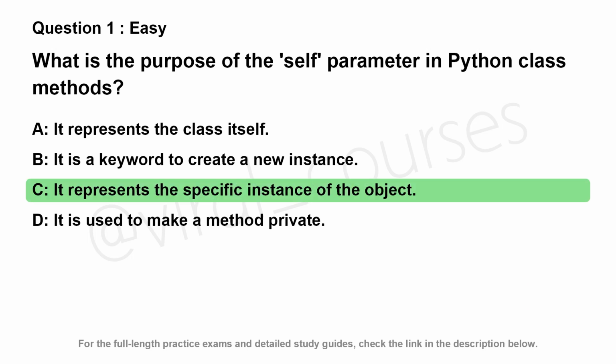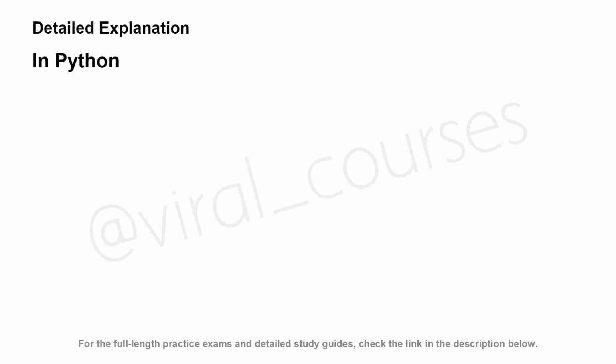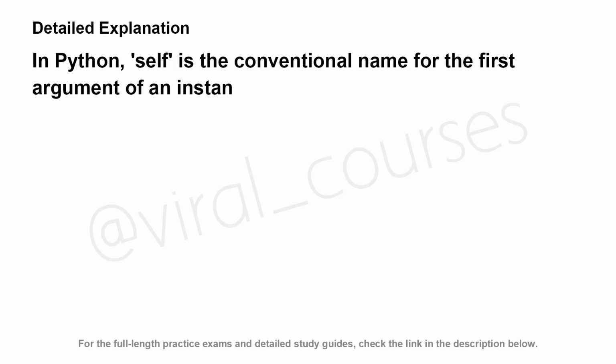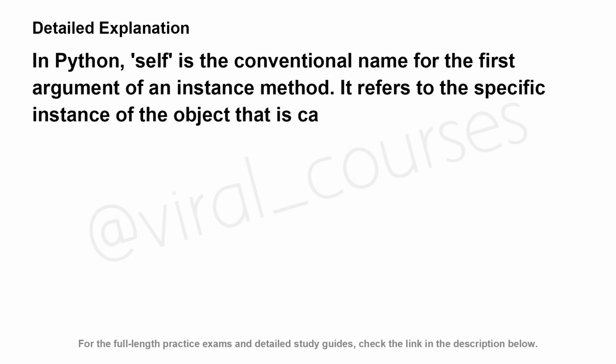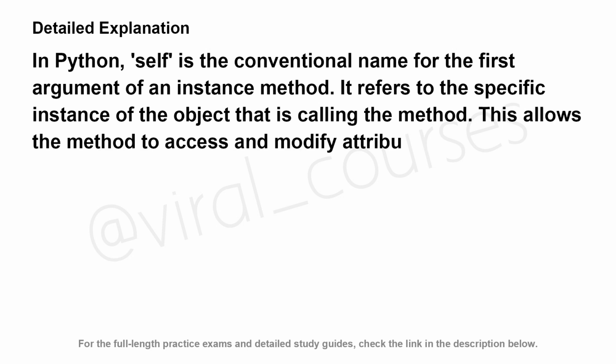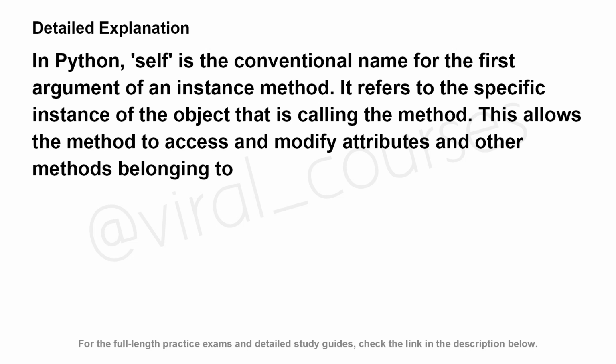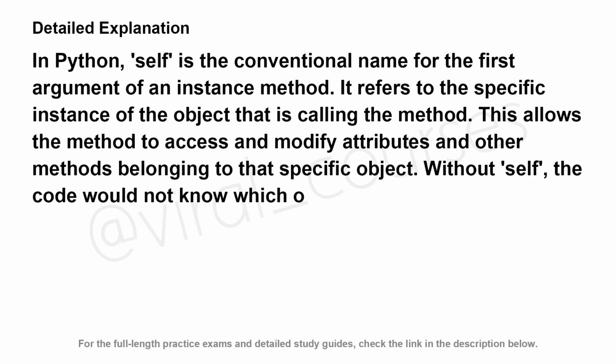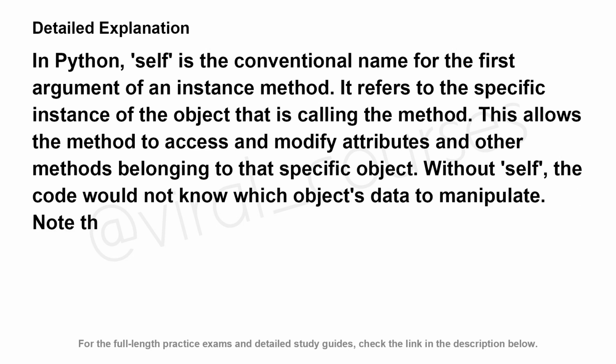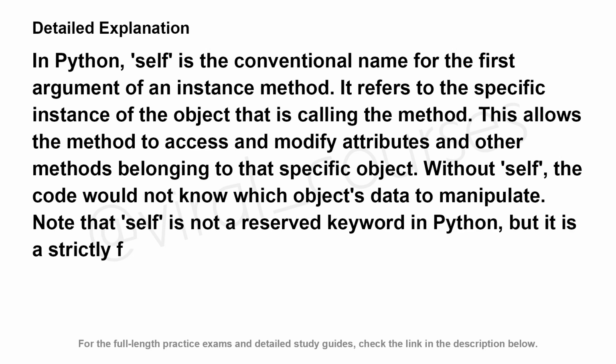The correct answer is C. In Python, self is the conventional name for the first argument of an instance method. It refers to the specific instance of the object that is calling the method. This allows the method to access and modify attributes and other methods belonging to that specific object. Without self, the code would not know which object's data to manipulate. Note that self is not a reserved keyword in Python, but it is a strictly followed naming convention.